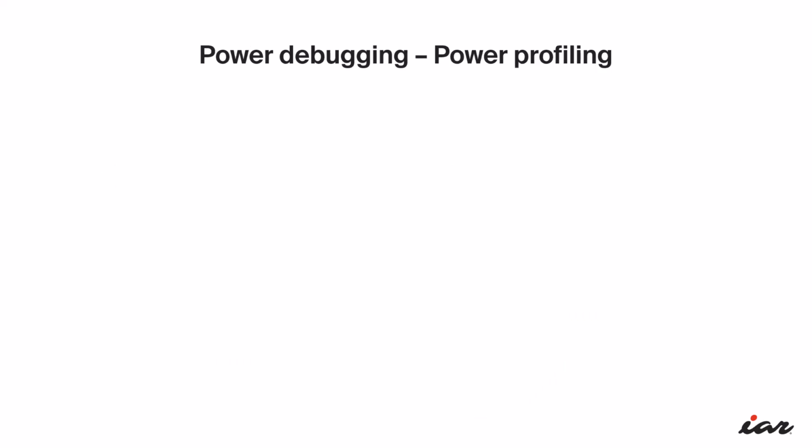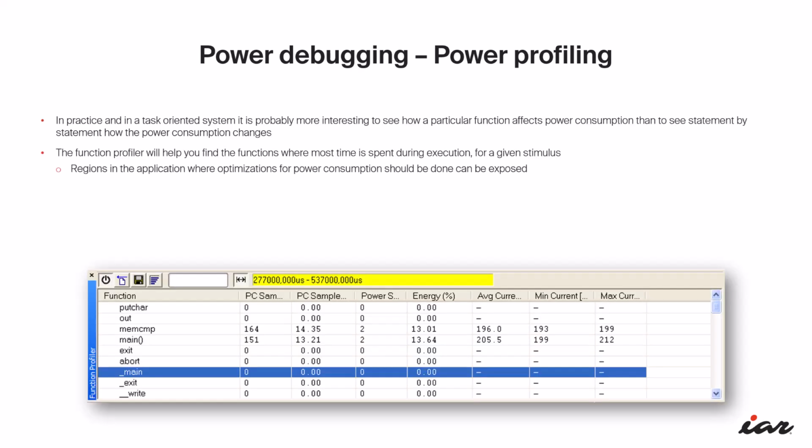The next capability is power profiling. This is a very useful feature, and in practice we are mostly interested in a task-oriented system, where we want to know how a particular function affects the consumption in general. The function profiler will help you identify which parts of the application you're spending most time in, and these are the areas where you should invest effort first.